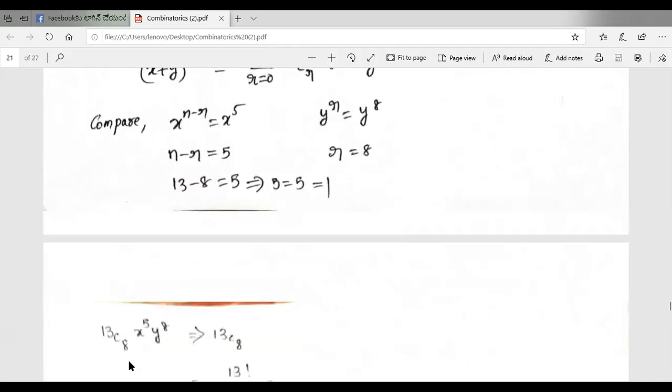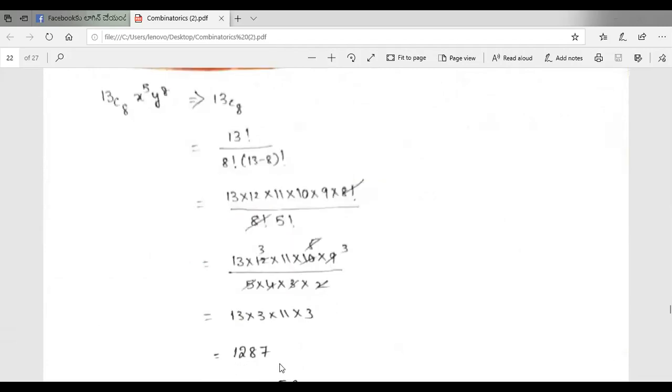So 13 nCr x power n minus r y power r is equal to, so the quotient ఎంత అండి 13C8. We solve this 13C8, that is equal to 1287. The quotient of x power 5 y power 8 is equal to 1287. So 13C8. nCr formula ఏంటి n factorial by r factorial n minus r factorial. So 13 into 12 into 11 into 10 into 9 into 8 factorial by 8 factorial 5 factorial.